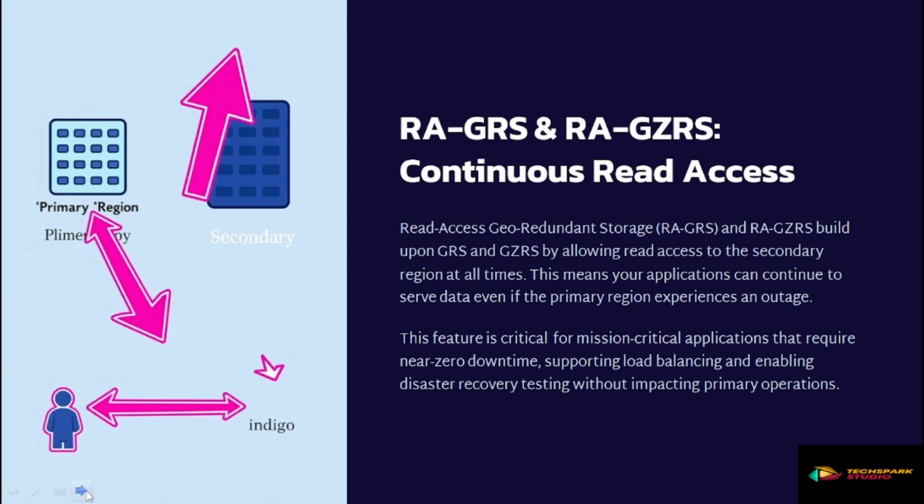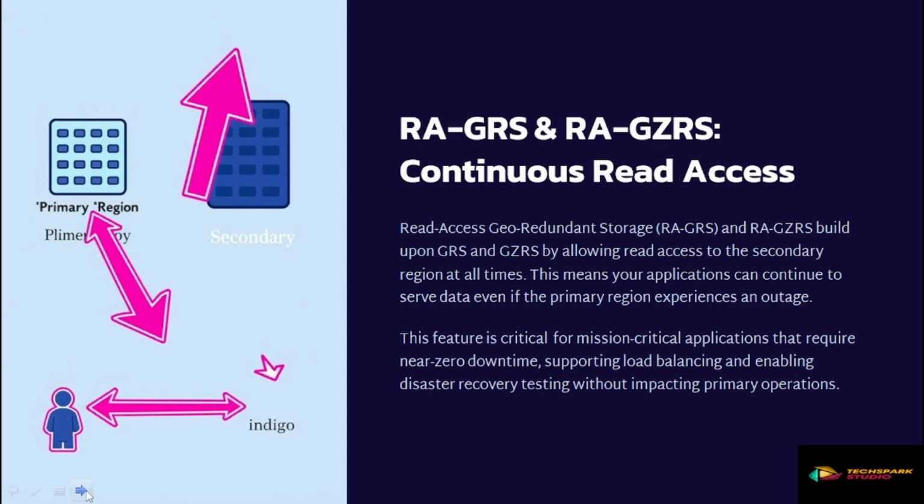What does that mean? Even if your primary region is healthy, your applications can still access a copy of the data in the secondary region. And if the primary region goes down, your users can immediately read data from the secondary copy, keeping your app online with almost zero downtime. This is especially useful for mission-critical applications where high availability is non-negotiable.